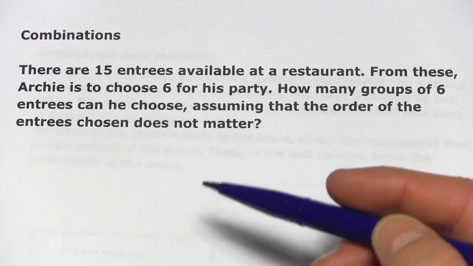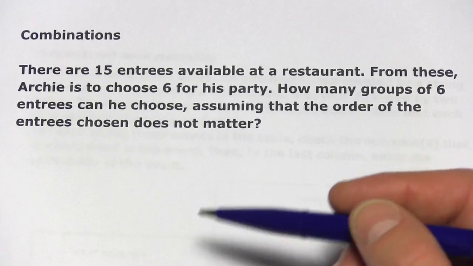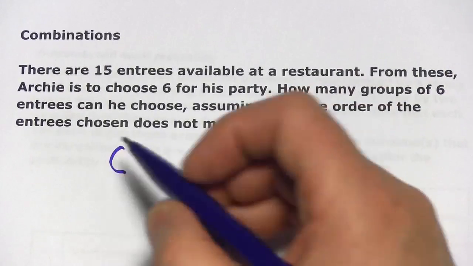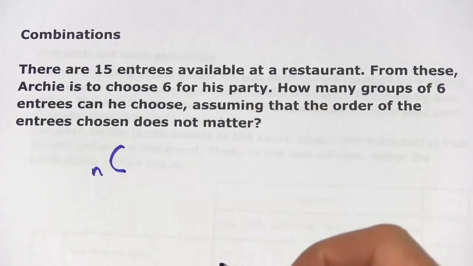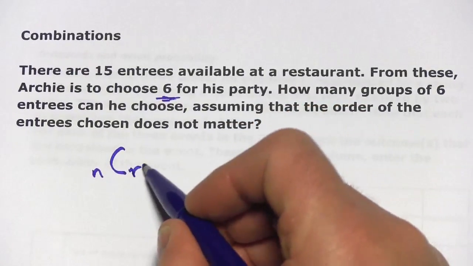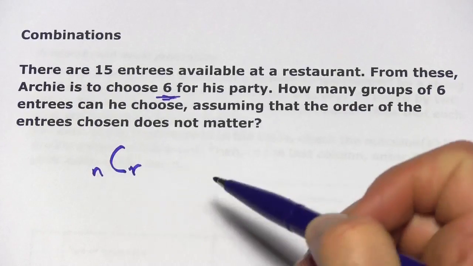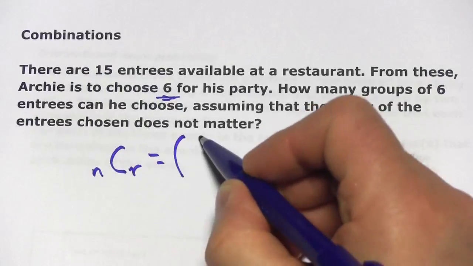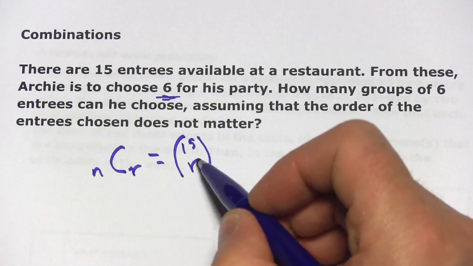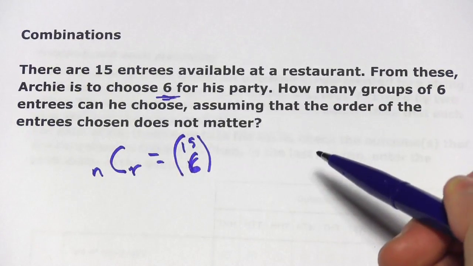For questions like that, there's a specific terminology or notation, and then a specific formula you should be using. We think of the combination itself as a big C, and then the number of possible things you're choosing from is n, and the size of the selection that you want is r. And we say n choose r. Another way to write this is with a tall set of parentheses, and you put the n up here and the r down here. So this would be 15 choose 6.